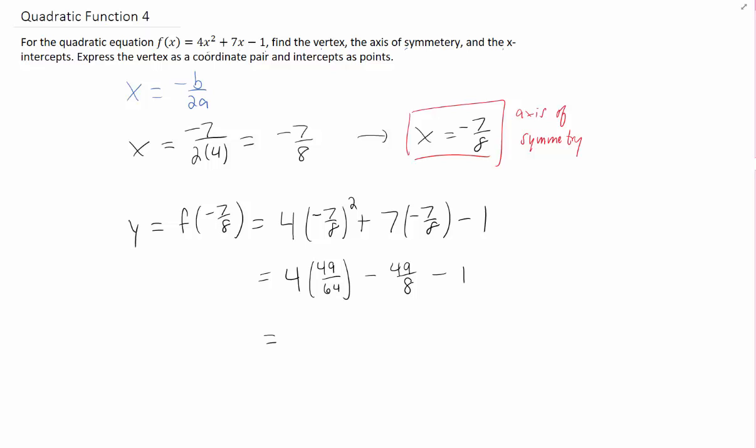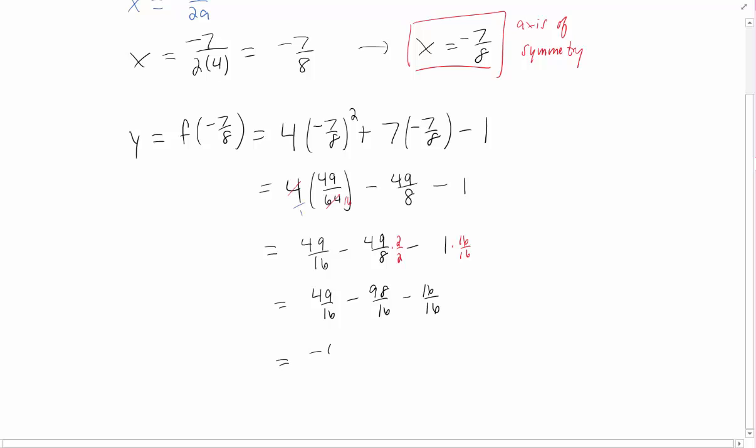And let's see, we can think of this 4 as a 4 over 1, of course. And this 4 can cancel with the 64, leaving a 16 in the denominator. And we end up getting, which requires some common denominators. I'm going to multiply this one by 2 over 2 and this one by 16 over 16 to make all of my denominators 16. 49 minus 98 minus another 16 gives me negative 65/16. I don't think that reduces any further, so we have our vertex.